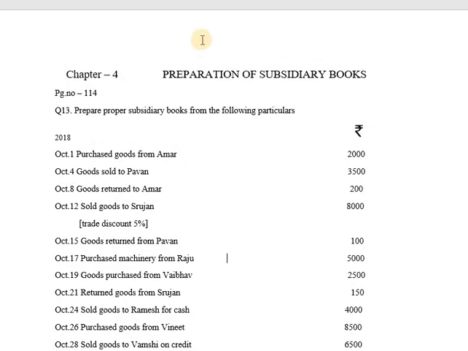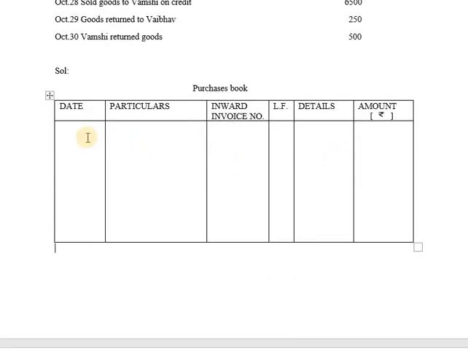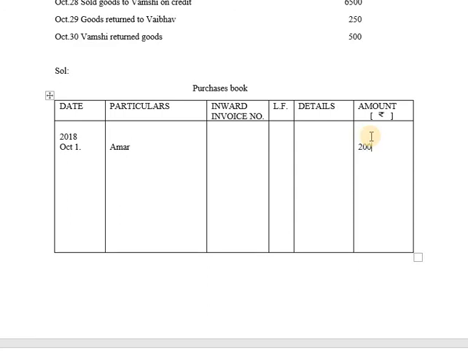Let us solve the problem. The transactions are given for the year 2018 for the month of October. The first transaction is given on 2018 October 1st. Purchased goods from Amar 2000 rupees. As it is a transaction of purchases, it will be recorded in purchases book as 2018 October 1st. As we have purchased goods from Amar, the name will be recorded in particulars, and we have purchased goods worth rupees 2000, so the amount will be taken as 2000.